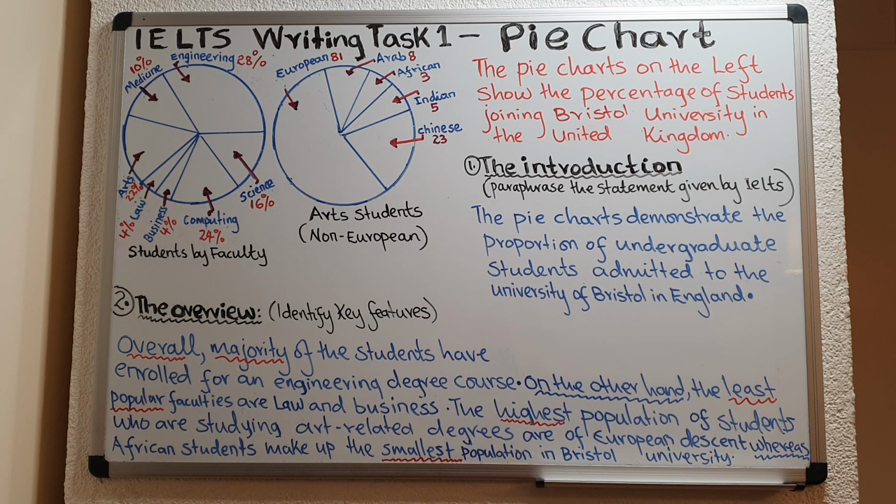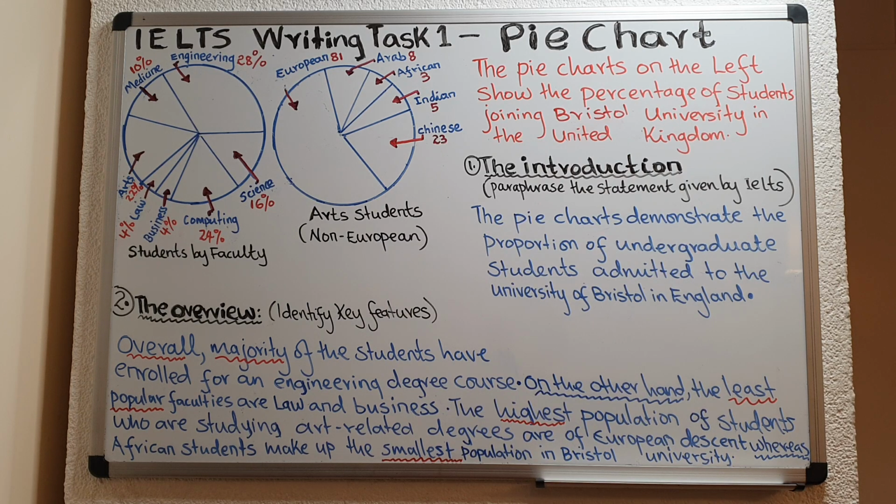We have students by faculty. We have a pie chart on the students who join the different faculties. We have engineering, science, computing, business, law, arts, and medicine. All these are different degrees. So we have students by faculty, that is one pie chart.